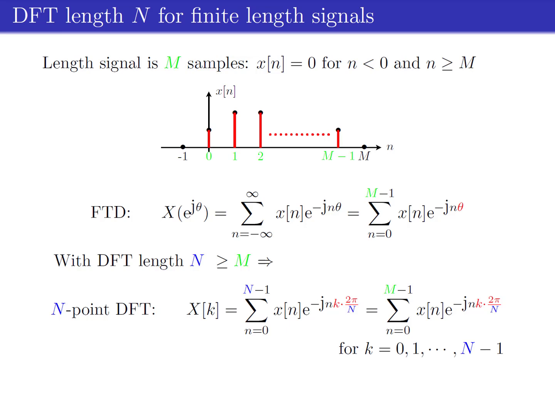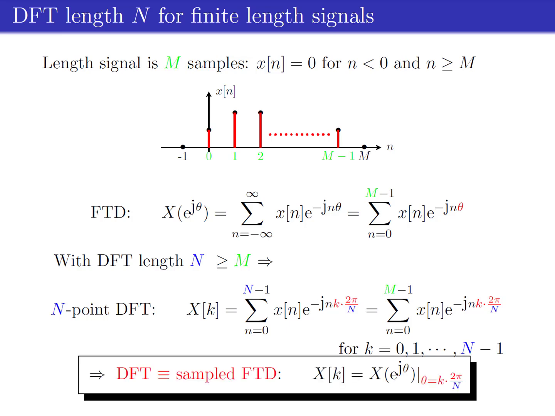The DFT frequency index within one fundamental interval ranges from k is 0 until k is N-1. When comparing the DTFT and N-point DFT equations for such a finite length signal x[n], it follows that the N DFT samples X[k] represent the sampled version of the DTFT in which the N equidistant samples have an inter-sample distance of 2 pi divided by N. The following slide will show some examples.